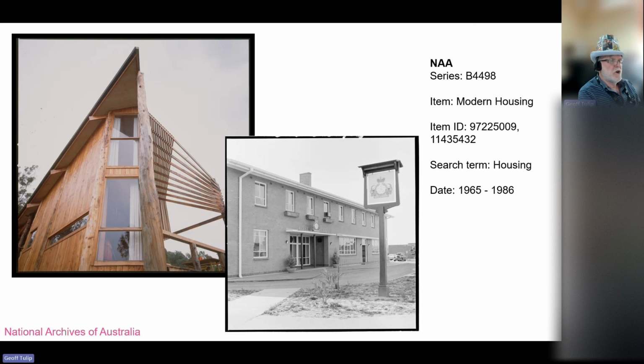Doing good. Okay, search term was housing. Almost 6,000 items on PhotoSearch all over Australia. So I picked a couple, a modern Alpine home and the Rose and Crown in Elizabeth, South Australia, for the locals here in Adelaide.